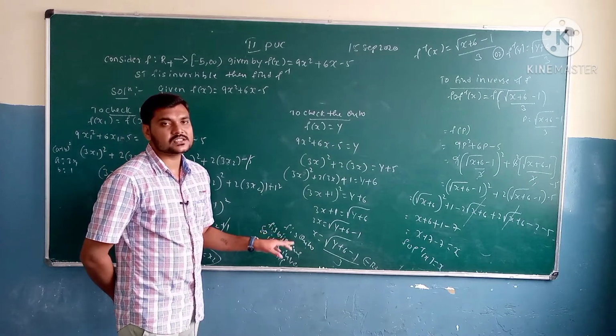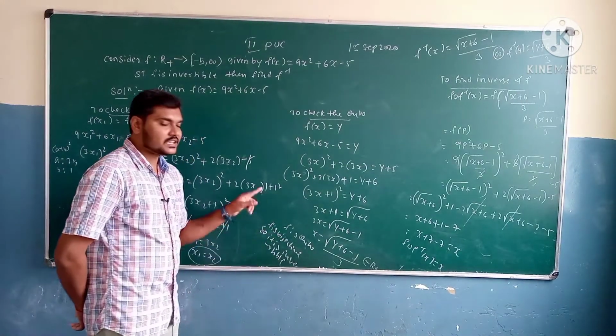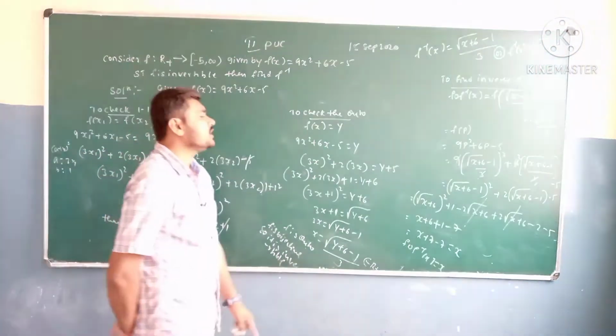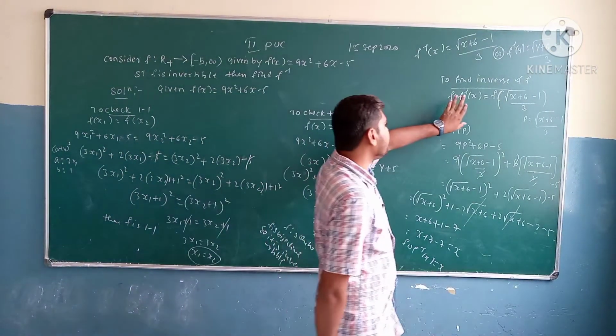So f is the bijective function. If it is a bijective function, we can say it is invertible. So next, to find the inverse of f, I am taking f of f inverse of x.